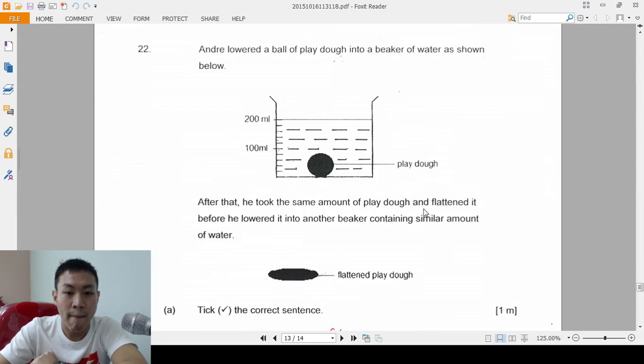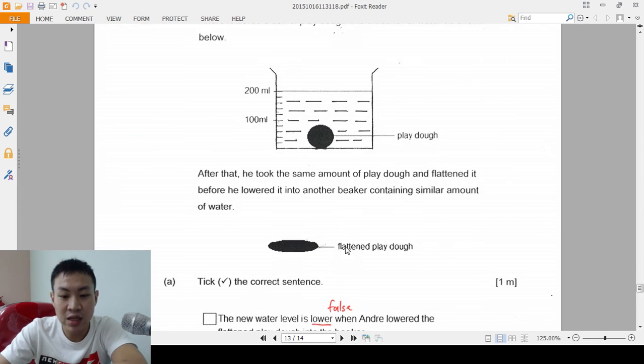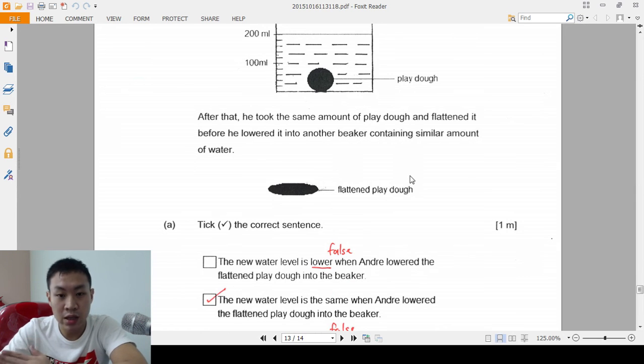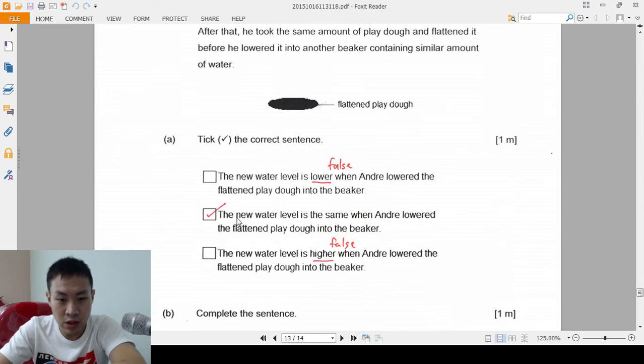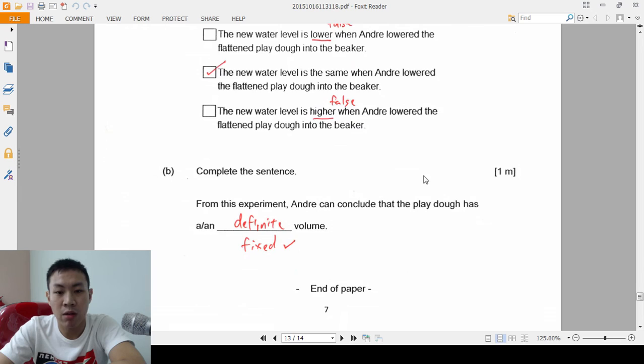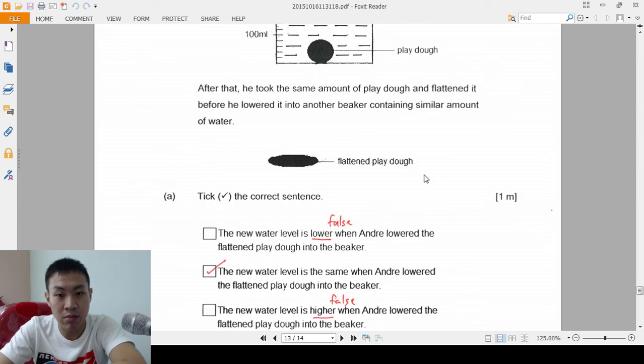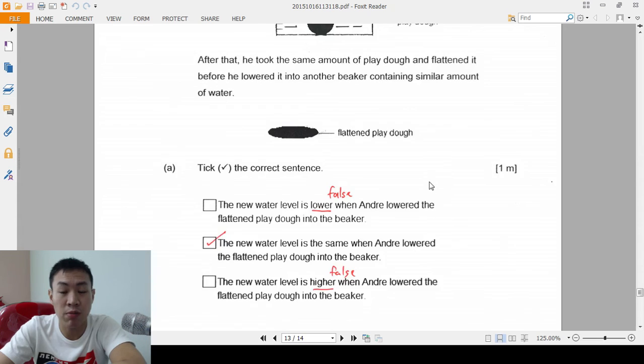Alright, 22. We have done this question before in a Vitamins worksheet, I believe. You have a Play-Doh lowered into a beaker of water. After that, you flatten it. Now, when you place it back into the water, does the volume of this Play-Doh remain the same? The shape changes, but does the volume change? It's unlikely. So the new water level is the same because the volume remains the same, although it is of a different shape.